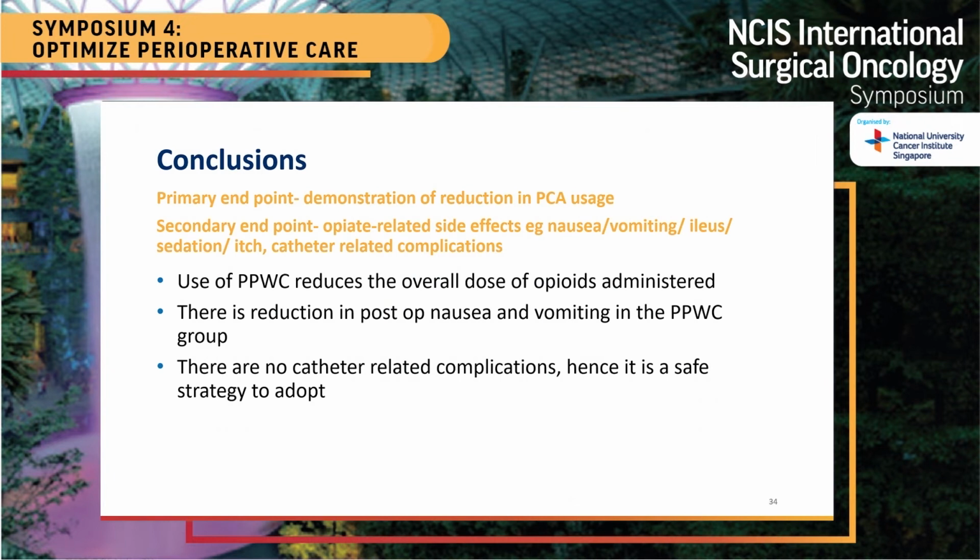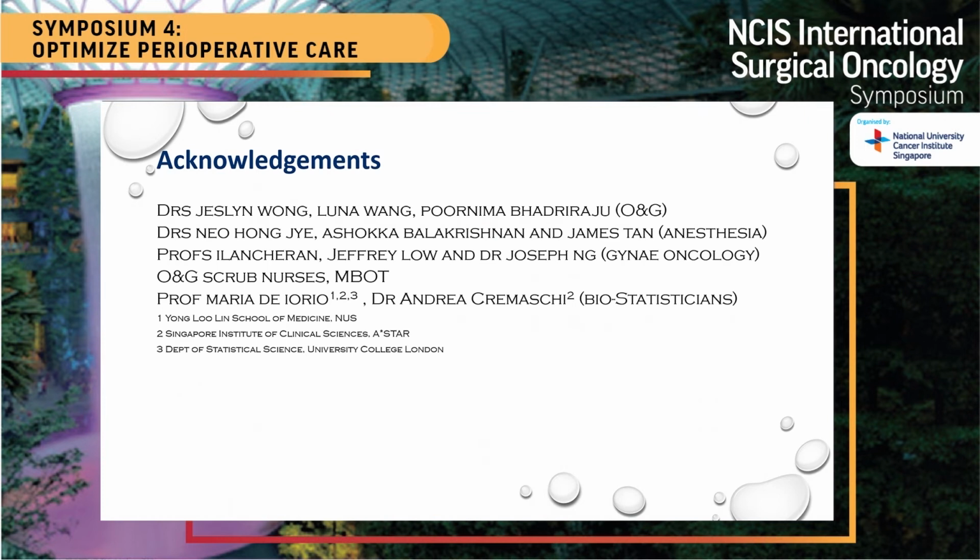Okay, from the results, we draw these conclusions that are stated here. We have reiterated the primary and secondary endpoints. Firstly, the use of pre-peritoneal wound catheters reduced overall dose of opioids administered. Secondly, there's a reduction in post-op nausea and vomiting in the pre-peritoneal wound catheter group. And thirdly, there are no catheter-related complications, hence it is a safe strategy to adopt.